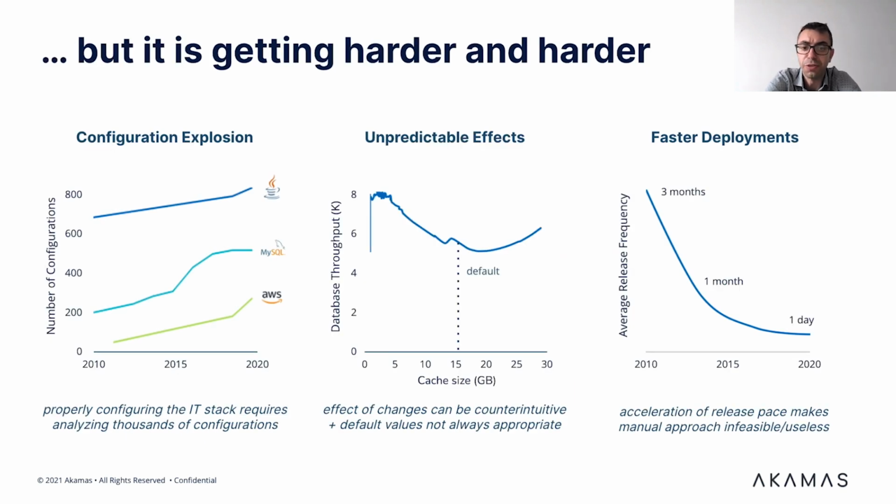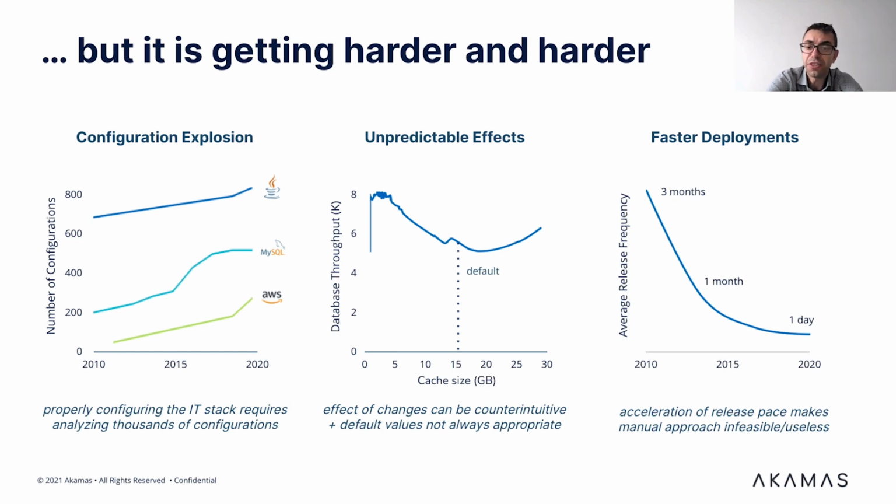But how easy it is to do that for today's modern application? Well, not so much, actually the contrary. The problem is that performance optimization is getting harder and harder these days. There are 3 key factors that I would like to highlight here. First of all, the explosion of configuration parameters. Today, a JVM has more than 800 parameters, MySQL database more than 500, and for example, on the public cloud, AWS added more than 100 new EC2 instance types just last year.